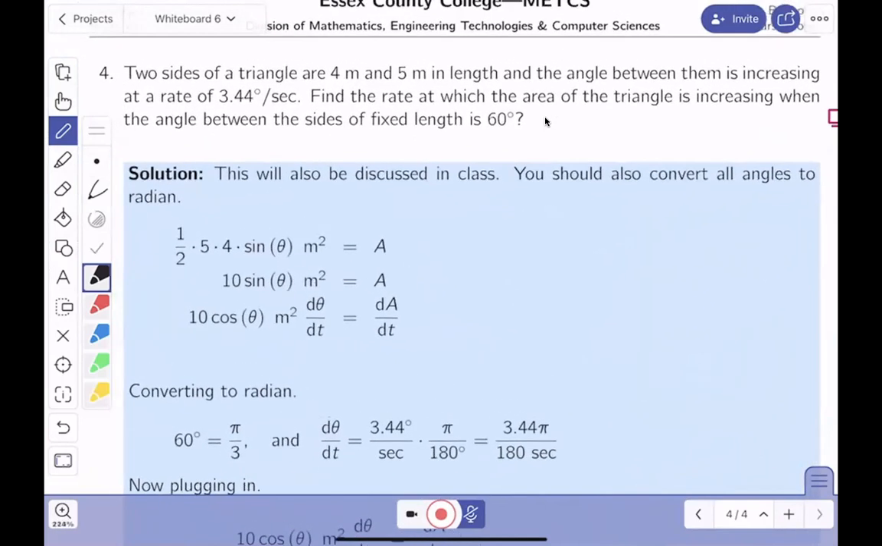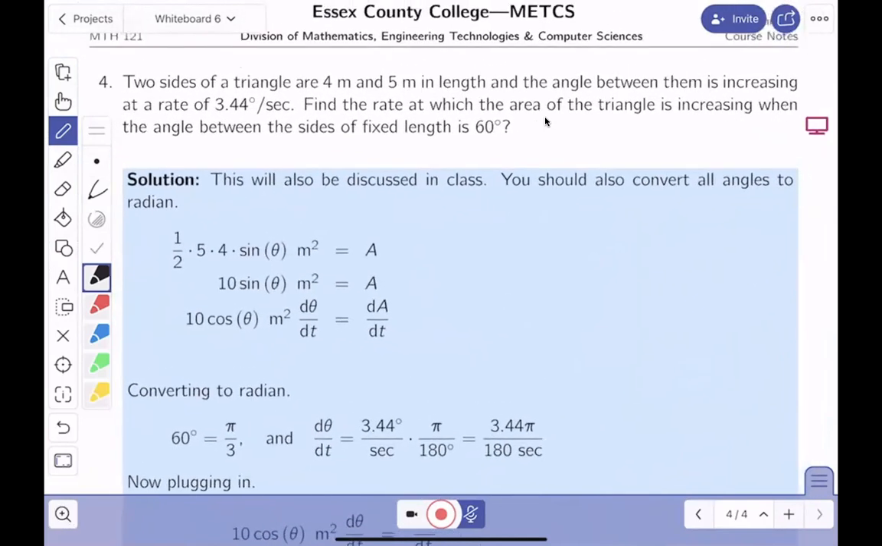So I'm going to kind of read through it. And what does it say? It says the two sides of a triangle are 4 meters and 5 meters in length. That's a pretty big triangle, isn't it? And the angle between them is increasing at a rate of 3.44 degrees per second. Find the rate at which the area of the triangle is increasing when the angle between the fixed sides is 60 degrees.